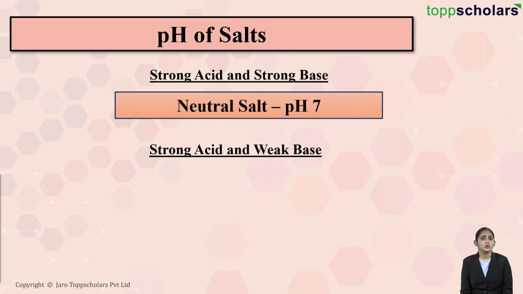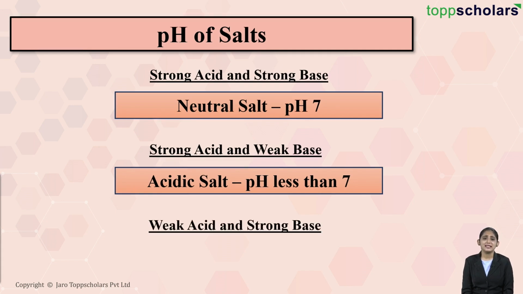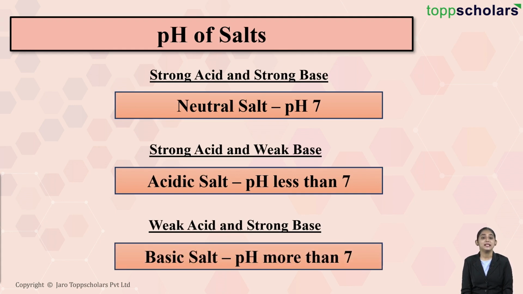However, if you take a strong acid and react it with a weak base, it results in the formation of an acidic salt, that is, salt which has pH less than 7. But friends, if you take a weak acid and react it with a strong base, it results in the formation of basic salt which has pH more than 7. So friends, we have three types of salts, right? That is neutral salt, acidic salt and basic salt.